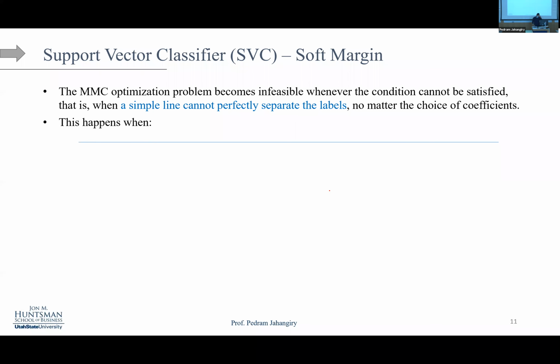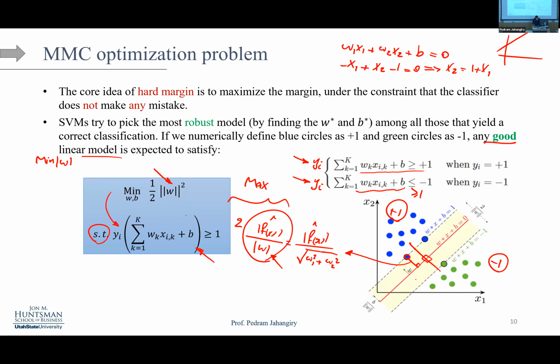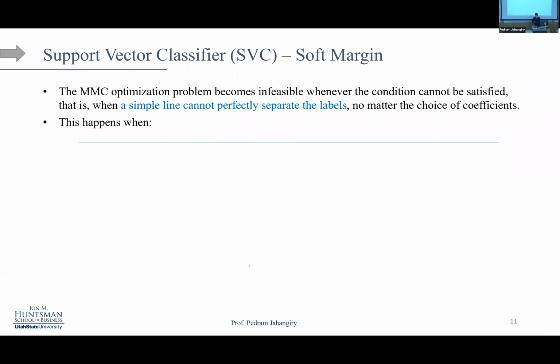Now let's see why MMC does not work sometimes. The MMC optimization problem becomes infeasible whenever the conditions cannot be satisfied, and we're talking about this one. Sometimes this cannot be satisfied. Let's see what the cases are. This means that there's no simple line that can perfectly separate the labels. And MMC, just remember, guys, this is linear, and you want to make sure that there is one line that can separate the entire classes into two parts. So this cannot happen in a couple of cases.